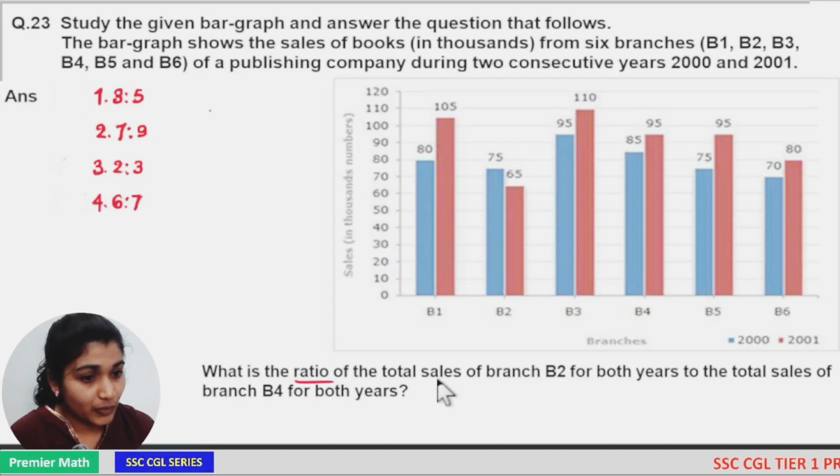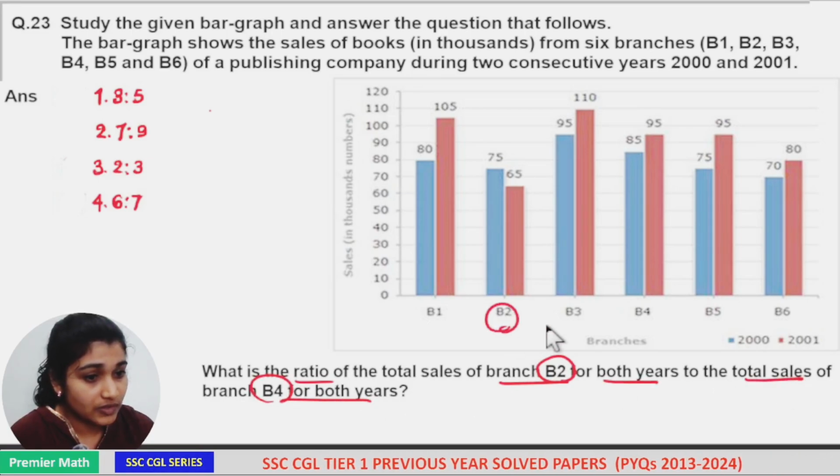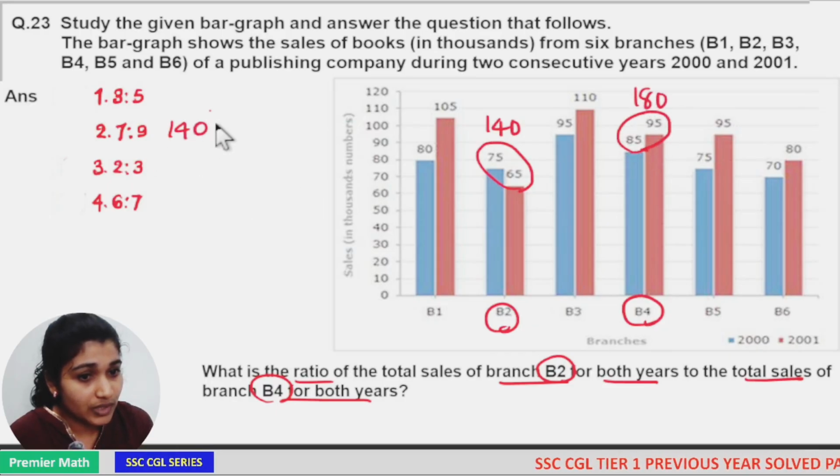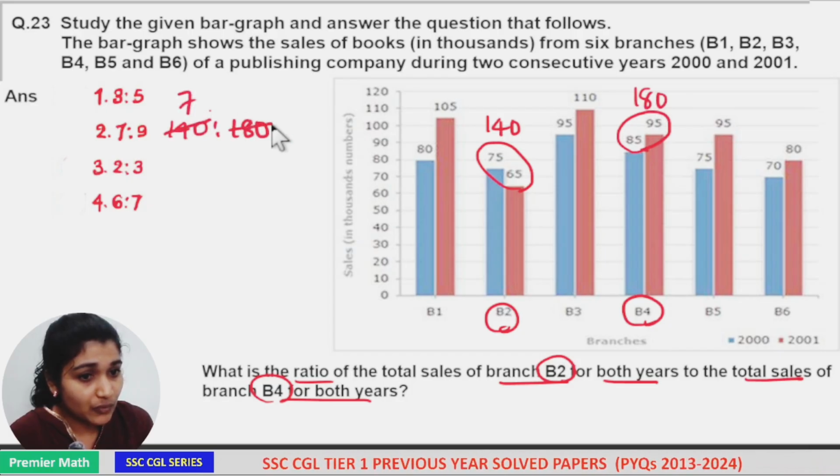What is the ratio of total sales of branch B2 for both years to the total sales of branch B4 for both years? This is B2 and this is B4. B2 is 75 plus 65, 130 plus 10, 140, and B4 is 85 plus 95, which means 90 plus 90, 180. So the ratio is 140 is to 180. 20 goes 7 times in 140 and 9 times in 180. Option 2 is our answer.